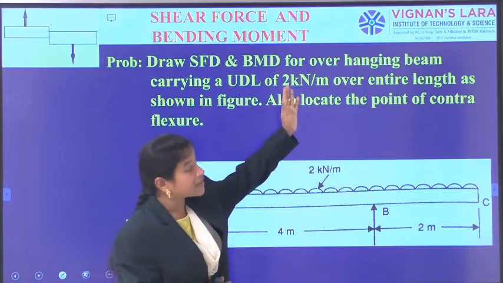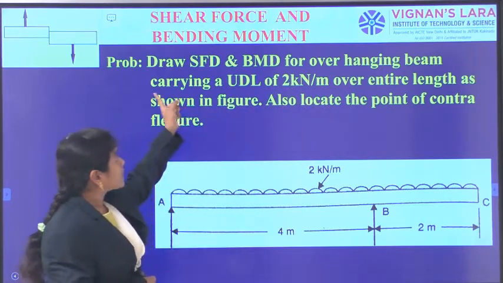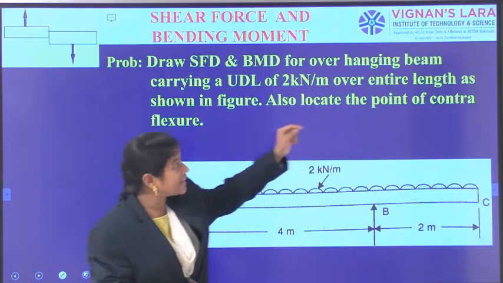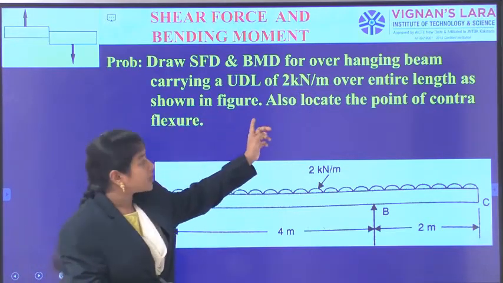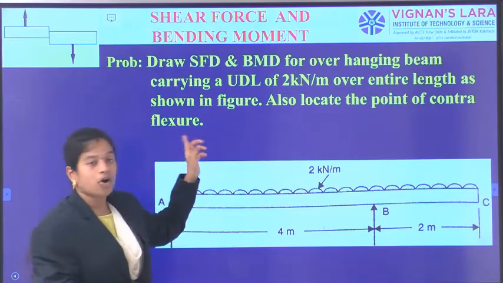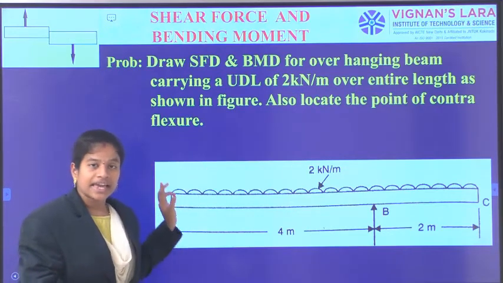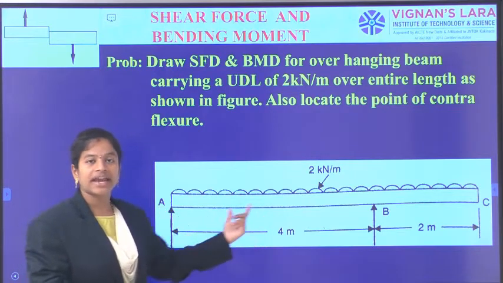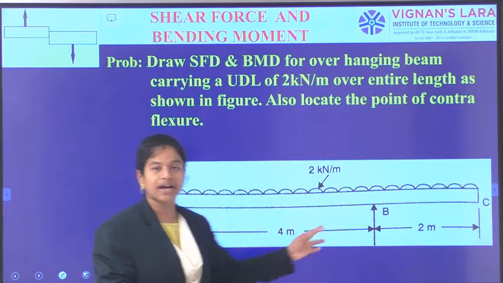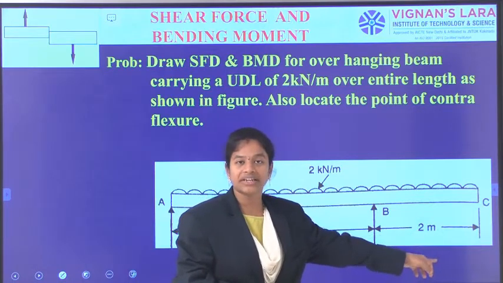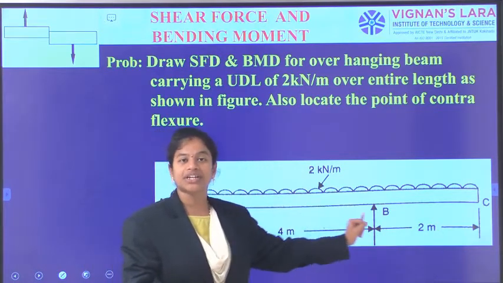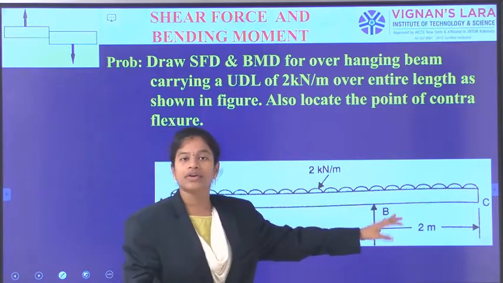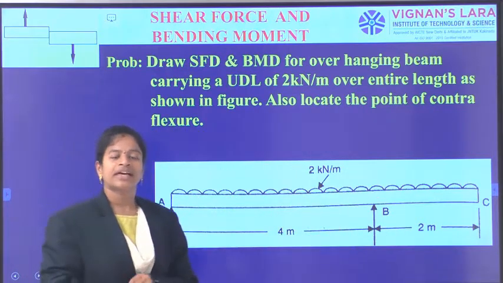Simply draw SFD and BMD for an overhanging beam carrying a UDL of 2 kN per meter over the entire length, as shown in the figure. Also, locate the point of contraflexure. As shown in the figure, we have an overhanging beam with supports A and B 4 meters apart, and B to C is 2 meters apart, and it is subjected to a UDL of 2 kN per meter. So, this is the overall loading condition we are observing.